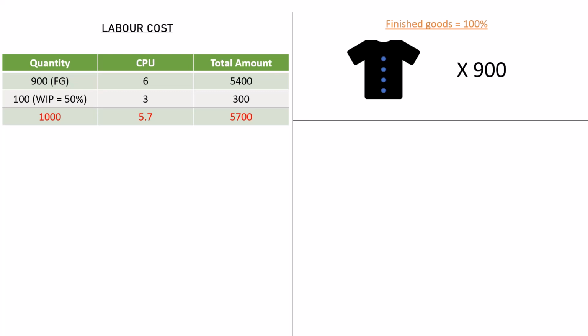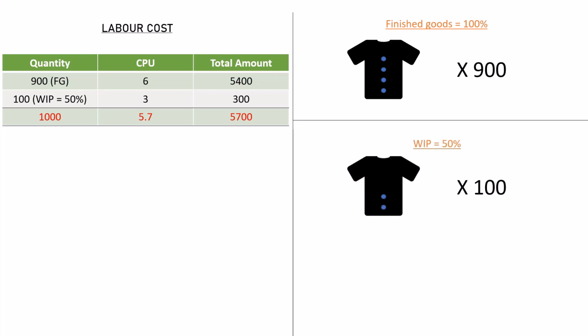Now for the remaining 100 units, only 50% of the work has been completed. What does this mean? It simply means we have 100 shirts with 2 buttons. Because only 50% work is done. We have attached 2 out of 4 buttons. To do 100% of the work or to attach 4 buttons, it costs us 6 rupees. So for 50%, our cost per unit will be rupees 3. So our amount will be 100 into 3, which is equal to 300. By totaling this, we get quantity 1000 and amount 5700 to get a cost per unit of 5.7.